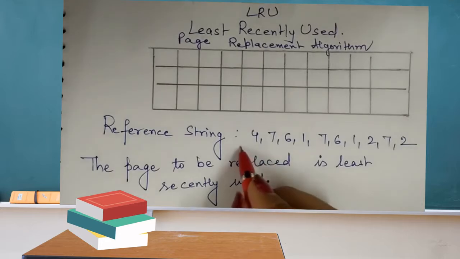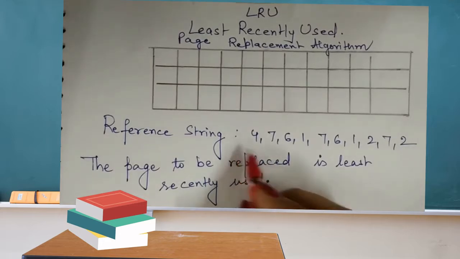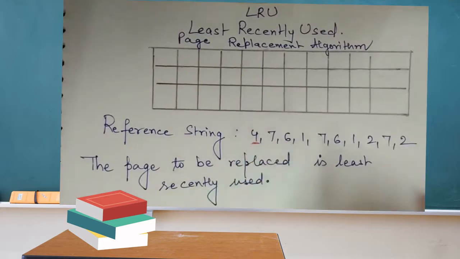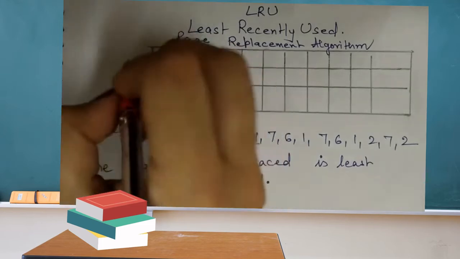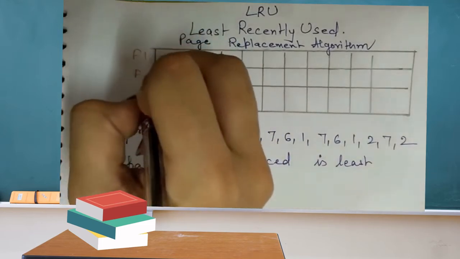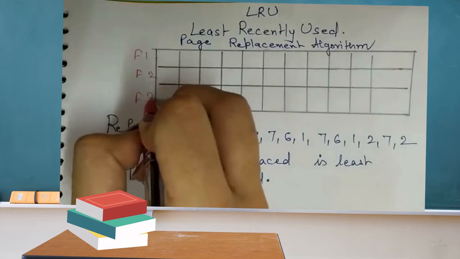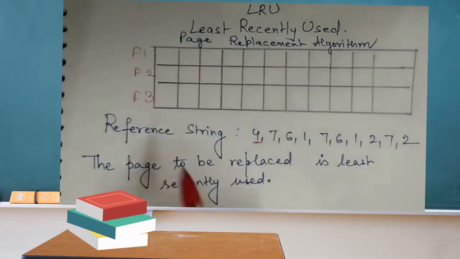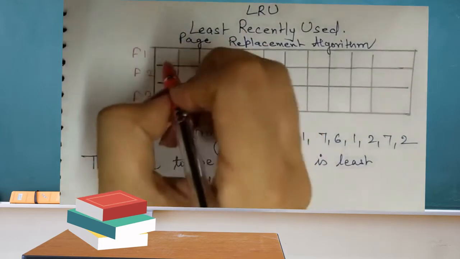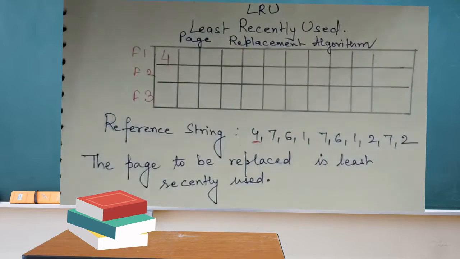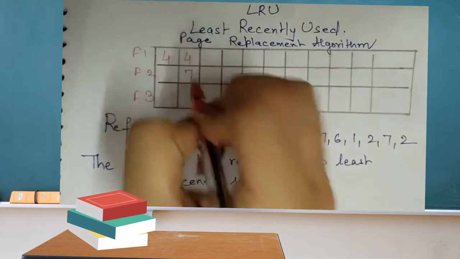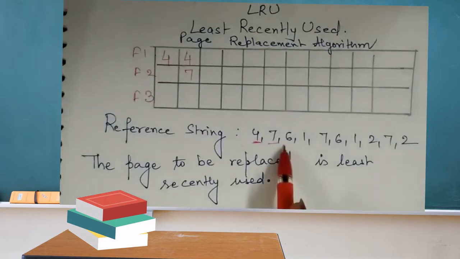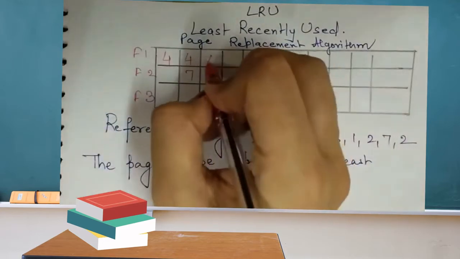The same string has been taken as we took for the FIFO. We'll start with 4. The process remains the same, that we need to push the page into the frames available. So I have 3 frames, F1, F2 and F3. Here I'll say 4 is brought into the memory. The next is 7, so we bring 7 into the memory. The next is 6 that we would be bringing in next.